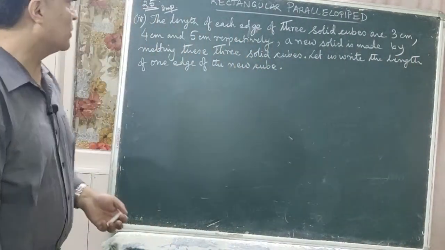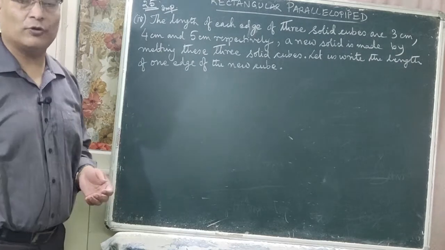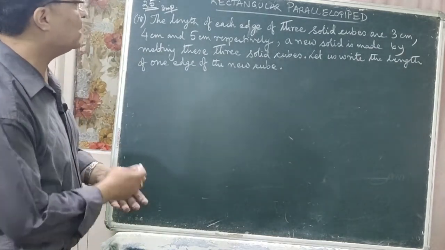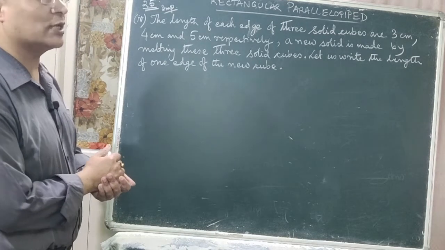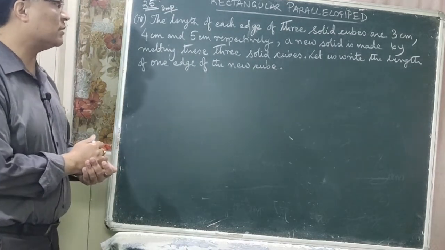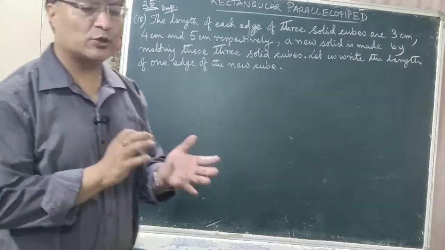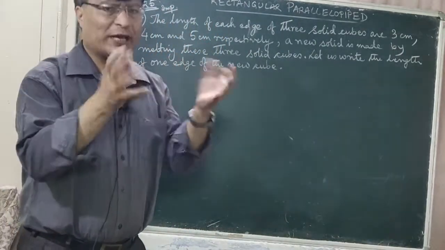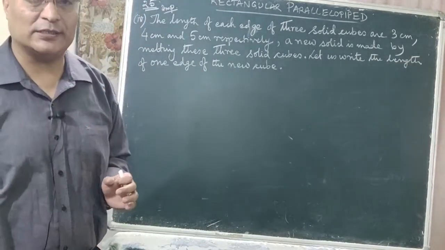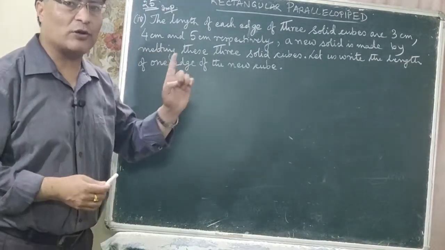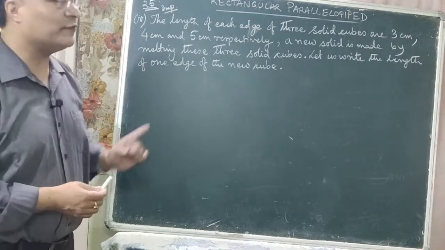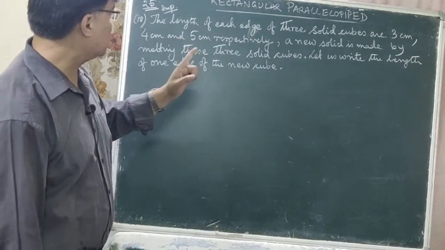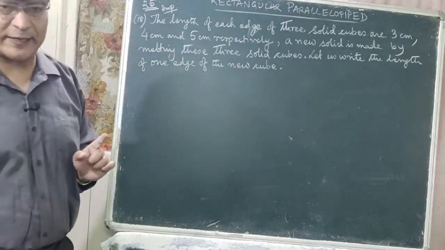So now we'll do the next question, question number 4, that is number 25. The question is, the length of each edge of 3 solid cubes are 3 cm, 4 cm and 5 cm respectively. Solid cube is given. Solid cube means the cube is completely filled inside as well. That is your solid. There are 3 solid cubes. The length of each edge of these 3 solid cubes is given: 3 cm, 4 cm and 5 cm respectively.